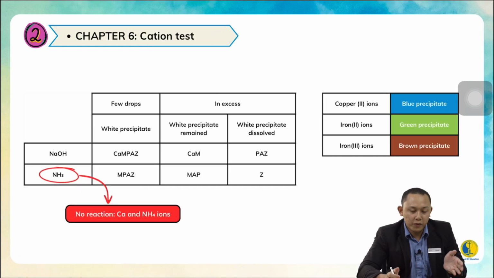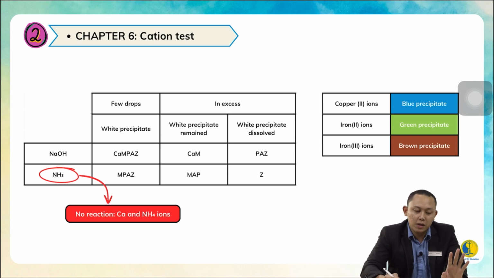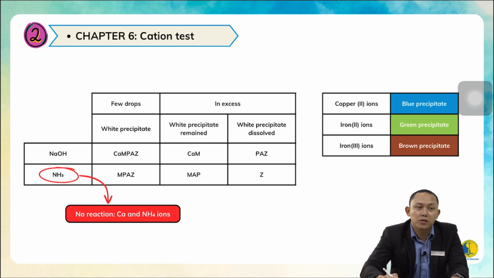Now we move on to the cation test. In this chapter you have two types of tests: the cation test, which determines which positive ion is present in the salt, and the anion test, where we want to know what kind of negative ion is in the salt. We start with the cation first. For the cation test, you need to use two types of solution. The first one is sodium hydroxide solution, and the second one is ammonia solution.